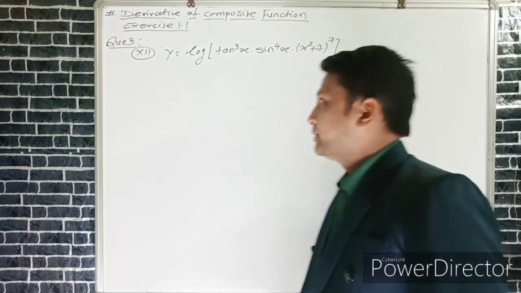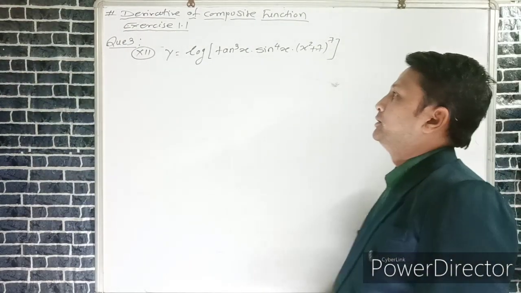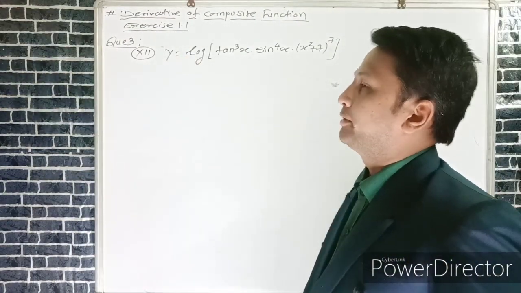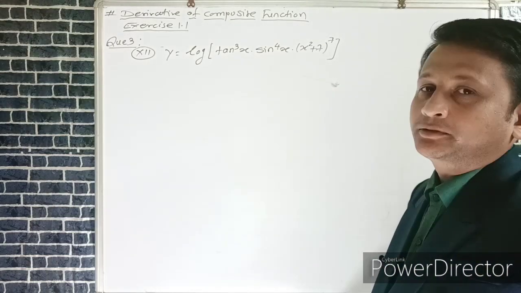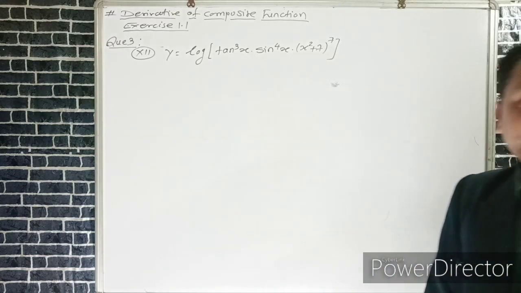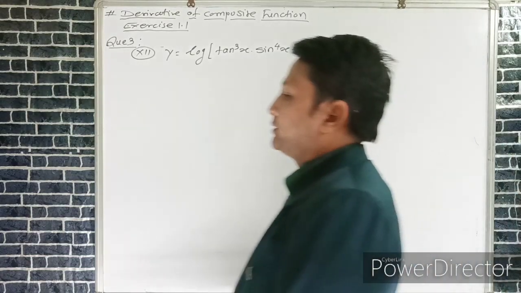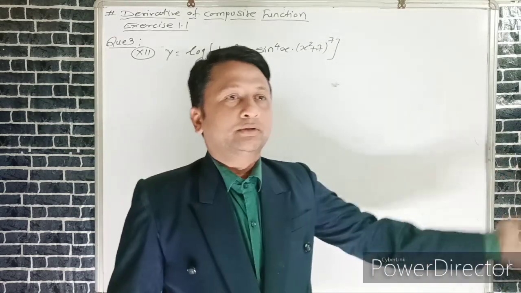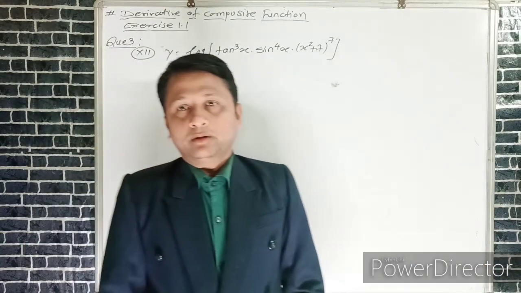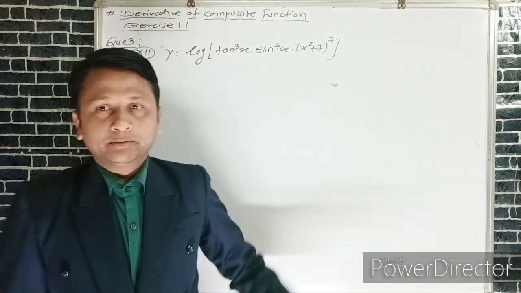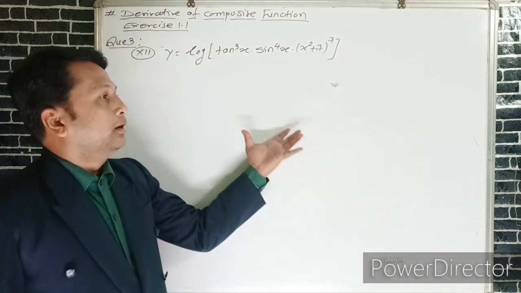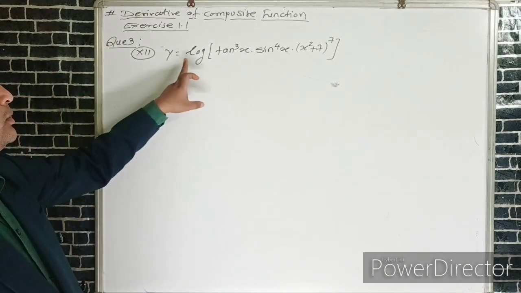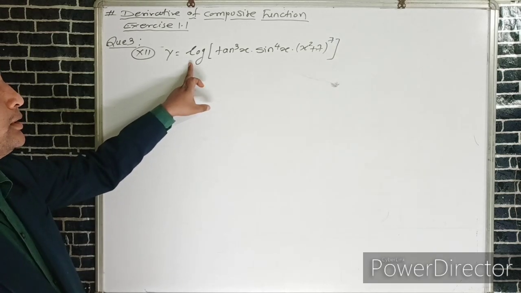Now we start example number 13 in question number 3 of exercise 1.1, which is the part of derivative of composite function. Again, example number 13, and this example depends on logarithm. We already studied logarithm in session number 2. We know the rules of logarithm.